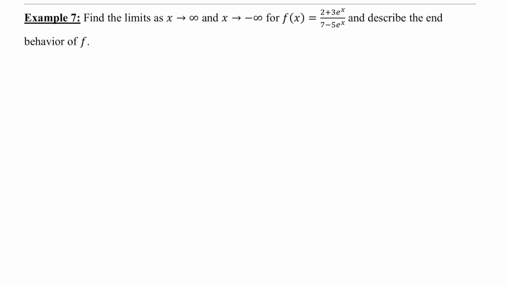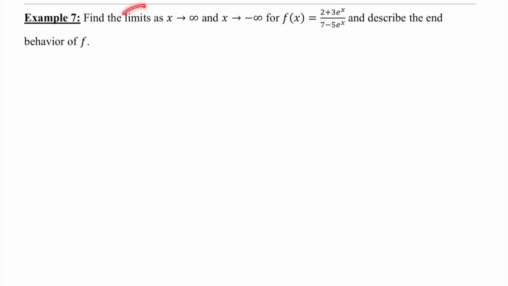Now, let's look at example 7. We're given f of x equals 2 plus 3 times e to the x over 7 minus 5 times e to the x. And we want to find the limit as x approaches infinity, the limit as x approaches negative infinity, and describe the end behavior of the function.